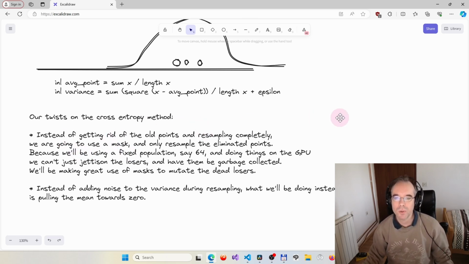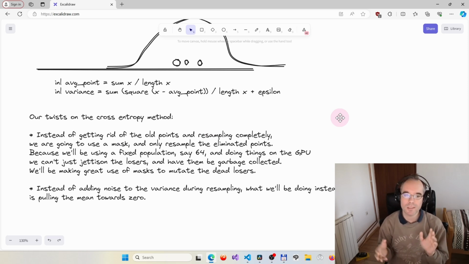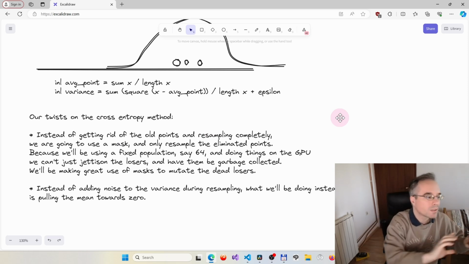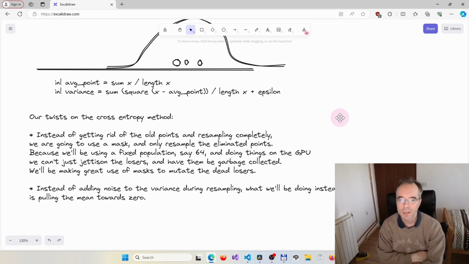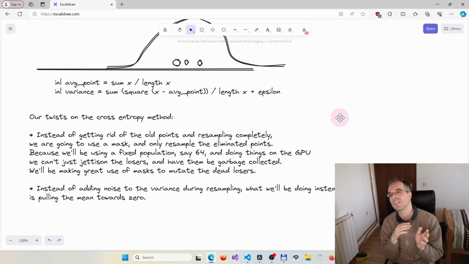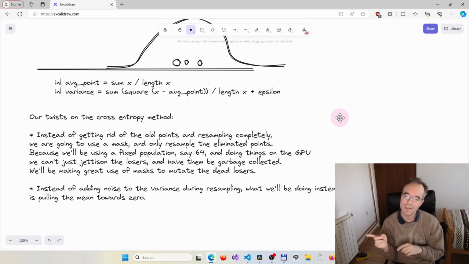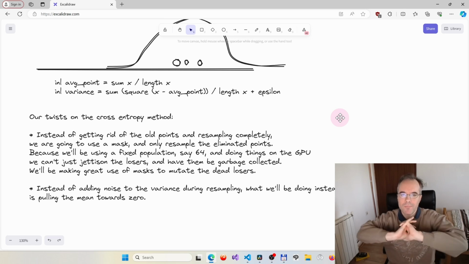Instead of getting rid of the old points and resampling them completely, we're going to use a mask and only resample the eliminated points. Because we're going to have something like 64 different neural networks in the ensemble. And since we are doing things on the GPU, we cannot just have them be separate objects, and for the ones that get eliminated, leave them to be garbage collected, and then allocate the new ones somewhere else. That would be inefficient. We're going to be using masks to mutate the dead losers.